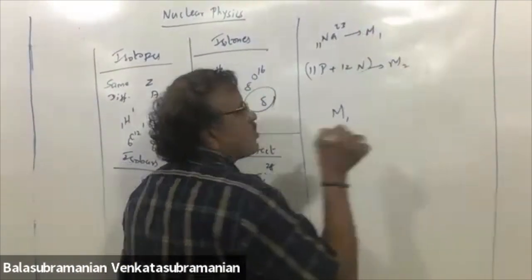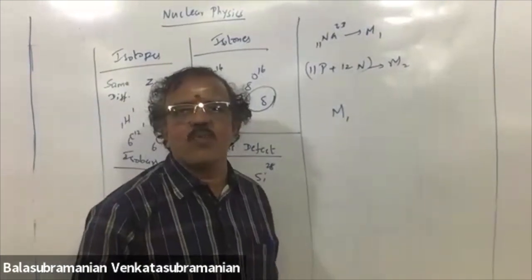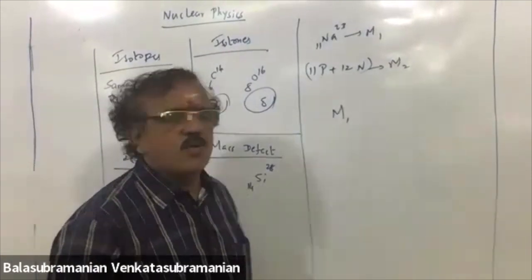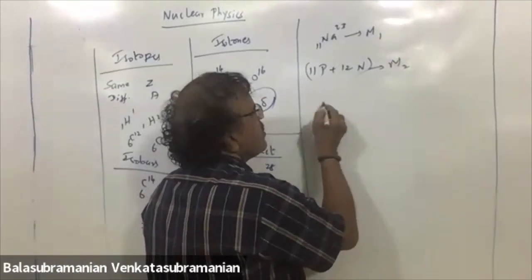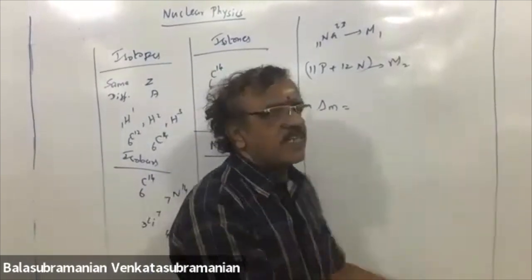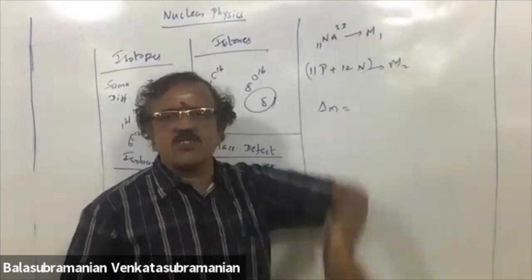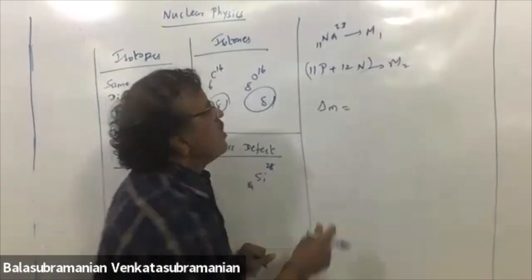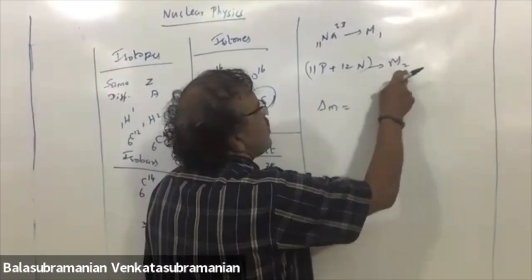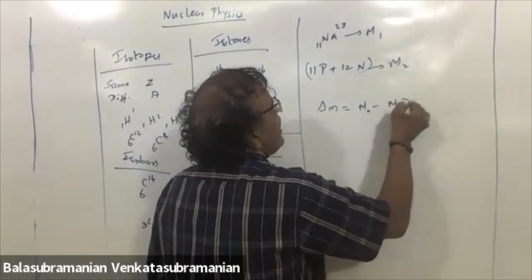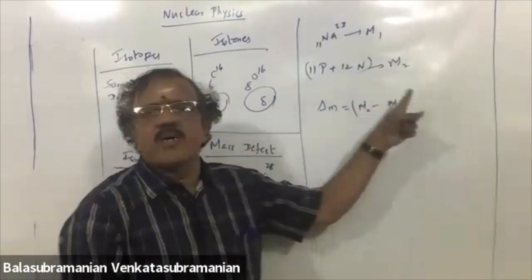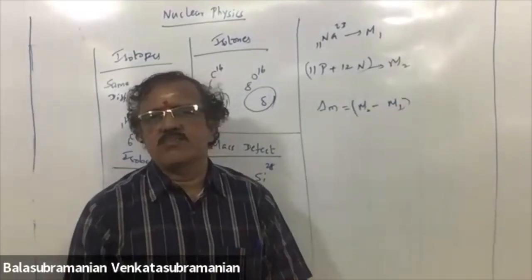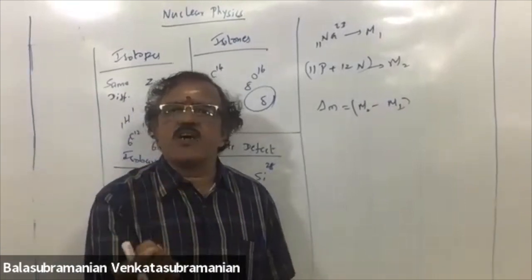Sodium nuclear mass is M1, and the mass of 11 protons and 12 neutrons is M2. Actually, these two should be the same because inside the nucleus you have 11 protons and 12 neutrons only. Theoretically it should be the same, but practically, if you see the proton mass and neutron mass, M2 is slightly more than the nuclear mass. These two masses are not equal. That difference in mass we call the mass defect.